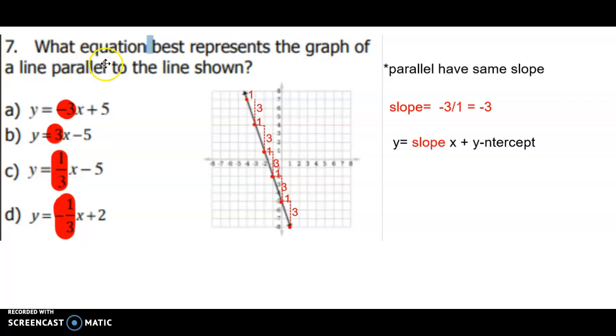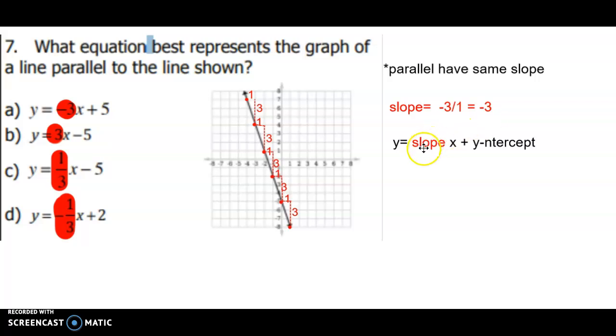Number 7, what equation best represents the graph of a line parallel to the line shown? So the first thing that you need to know is parallel lines have the same slope. They're so much easier than perpendicular. So I need to find my slope, and what I did was I put points on everywhere where it crossed through evenly through a square, but I know I only need 2. And as you can see, I go down 3 over 1, down 3 over 1, down 3 over 1. My line is going down, so it means it's negative. So my slope is negative 3 over 1, which is the same thing as negative 3.